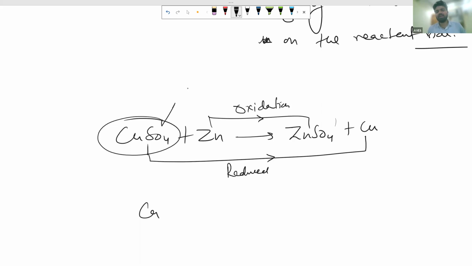The oxygen-containing substance is always known as the oxidizing agent. The one which is carrying oxygen is known as the oxidizing agent because it will donate the oxygen to bring the oxidation of someone. So it is carrying the oxygen. Or you can check that it is reduced, so it is an oxidizing agent. And this one is the reducing agent. Got it? Yes, sir.